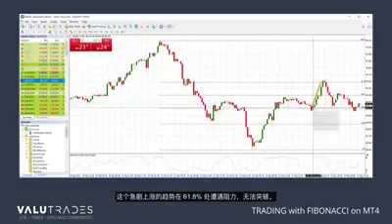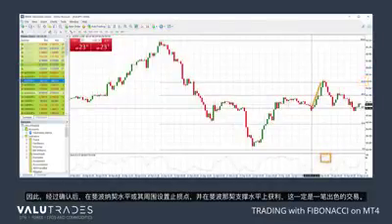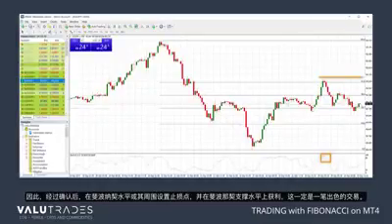This sharp move to the upside hit resistance at the 61.8% level and could not break through. So, entering on this confirmation, placing a stop loss at or around this Fibonacci level, and placing a take profit at either Fibonacci support level would have been a good trade.